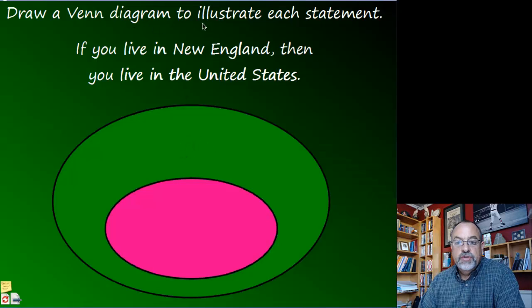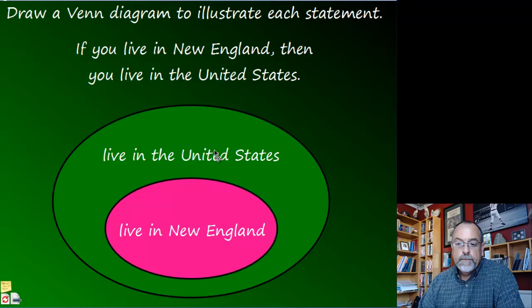So if we wanted to draw a Venn diagram to illustrate this: if you live in New England, then you live in the United States. What would go in the smaller circle? That would be the hypothesis, you live in New England. The conclusion is you live in the United States, so that goes in the larger circle. That's how you draw a Venn diagram. Now you should be able to go backwards with this as well. If I give you a Venn diagram, you should be able to write a conditional: if, and then this will be your hypothesis, then, and then this will be your conclusion in the outer circle.